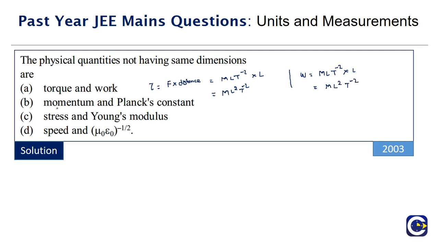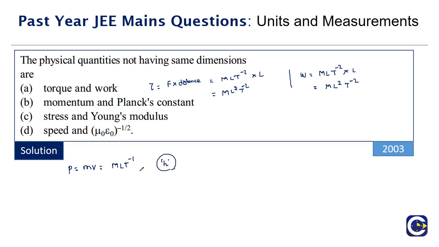Now when you look at option B, which is momentum and Planck's constant. Here we are referring to momentum as linear momentum. So linear momentum will be mass times velocity, which will be equal to m L t to the power of minus 1. And Planck's constant h.